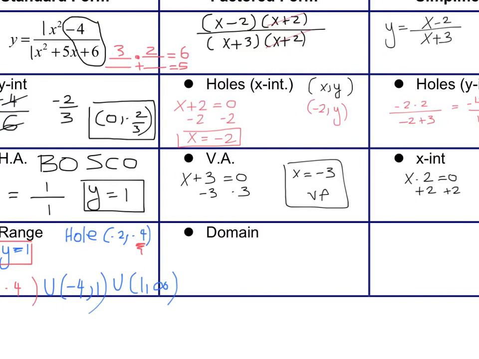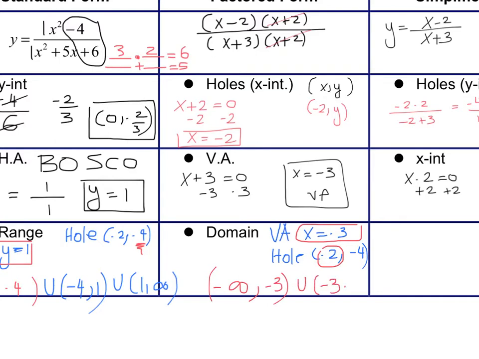Now to find the domain, you have to look at the vertical asymptote, which is x equals negative 3 in this case. You also look at the hole. The hole has coordinates (-2, -4). It means the x equals negative 3 is going to affect my domain, and the x of the hole will affect my domain. It means it's going to be everything from negative infinity to infinity except these 2 numbers. So negative infinity to negative 3, negative 3 to negative 2, and then negative 2 to infinity. So everything except these 2 numbers.